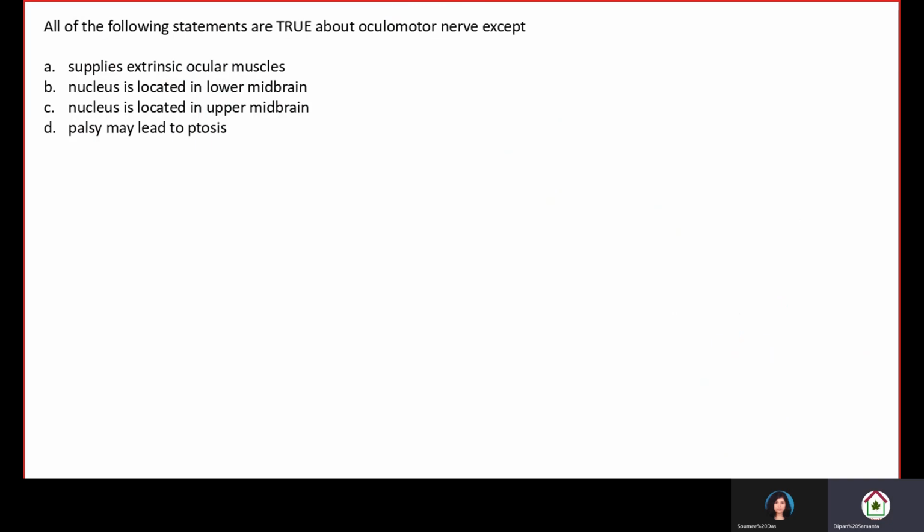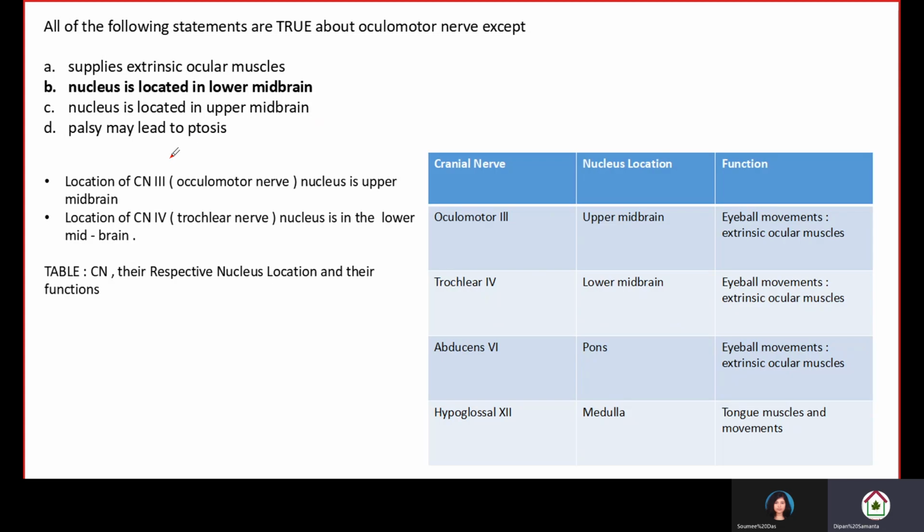Okay, next question. All of the following statements are true about the oculomotor nerve except: supplies extrinsic ocular muscle, nucleus is located in lower midbrain, nucleus is located in upper midbrain, and palsy may lead to ptosis. So the answer will be nucleus is located in the lower midbrain.